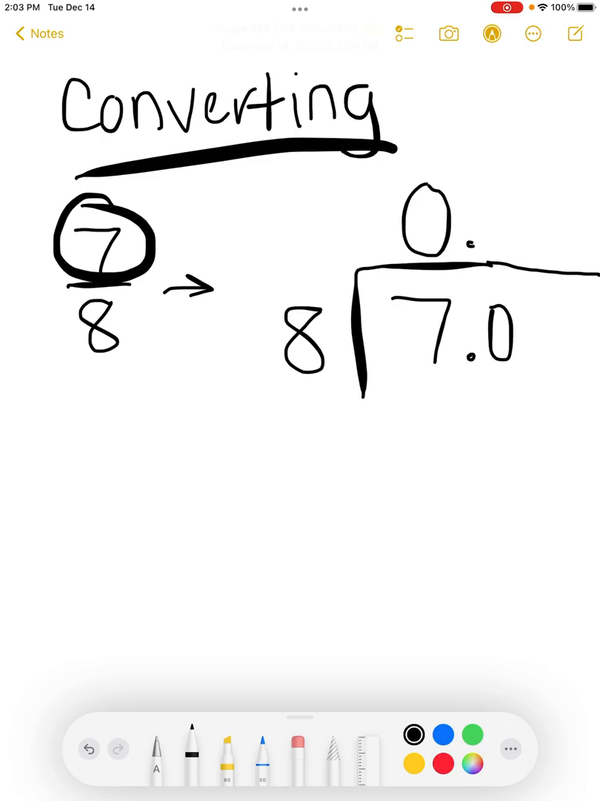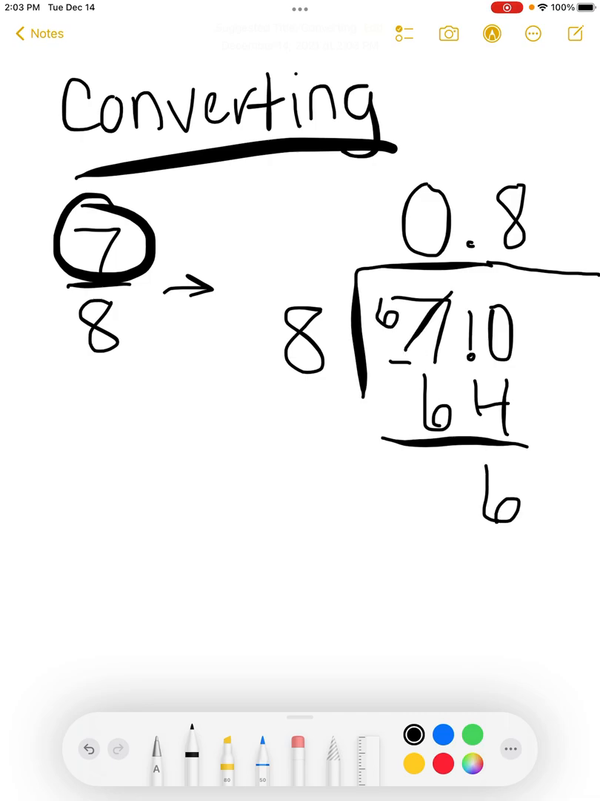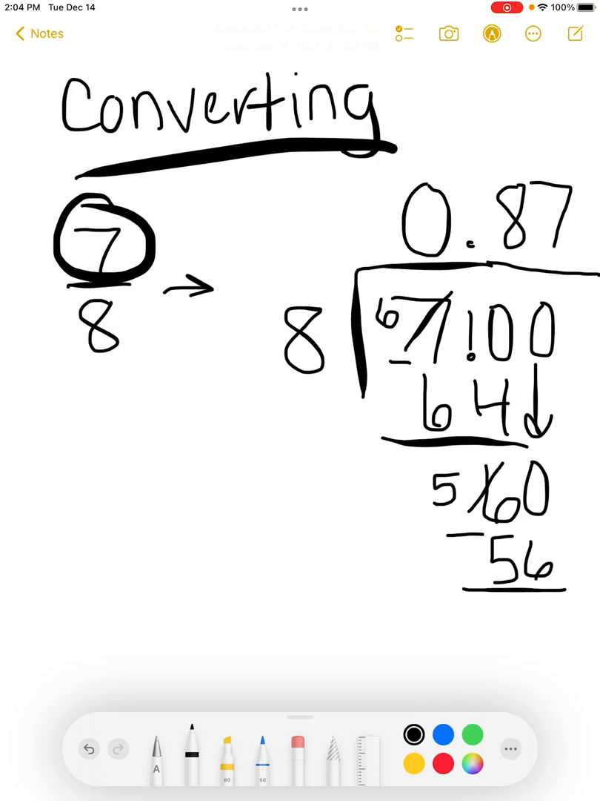At this point, we can decide that 8 goes into 70 8 times without going over. That's 64. We place that below to subtract. We get 6. Since we still have a remaining number, we want to continue the problem by adding another 0. 8 goes into 60 7 times without going over. That's 56. Place that below to subtract. We still have 4 remaining. Add another 0.